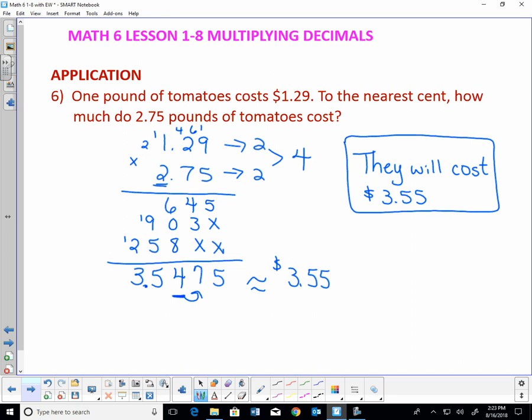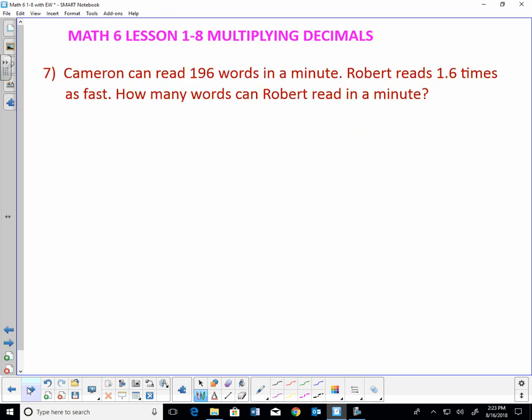Last problem. Cameron can read 196 words in 1 minute. Robert reads 1.6 times as fast. How many words can Robert read in a minute? So Cameron's speed times 1.6 equals Robert's speed, because Robert is faster. Okay, so Cameron's speed is 196. Times 1.6 will give us what Robert's speed is.